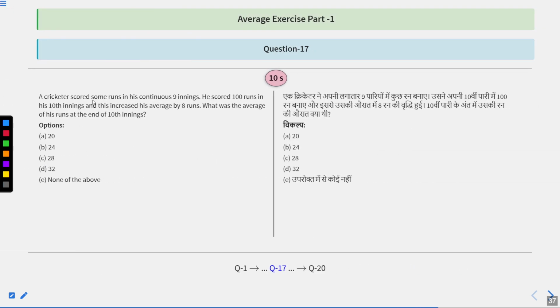A cricketer scored some runs in his continuous 9 innings. He scored 100 runs in his 10th inning, and this increased his average by 8 runs. What was the average of his runs at the end of the 10th inning? You have 5 options and 10 seconds to analyze the question. Your time starts now.